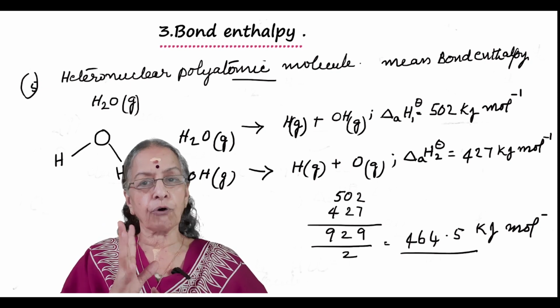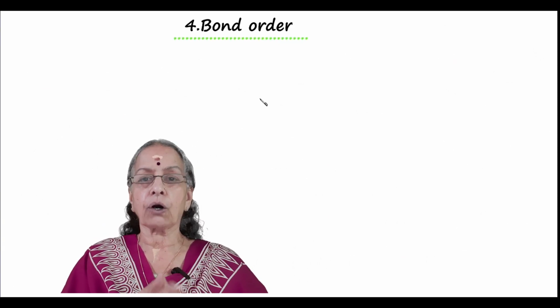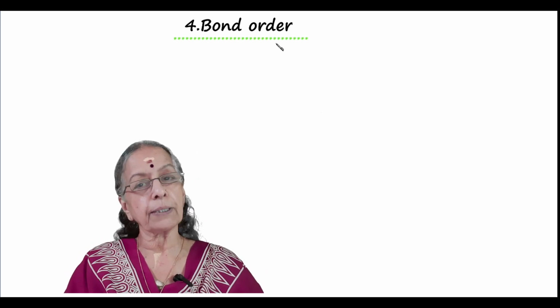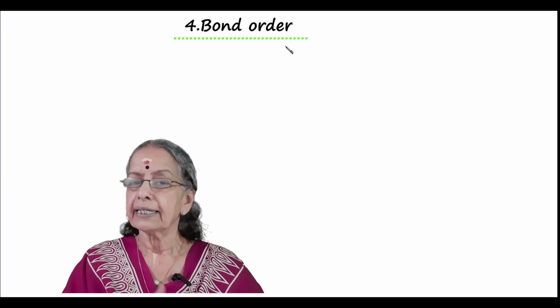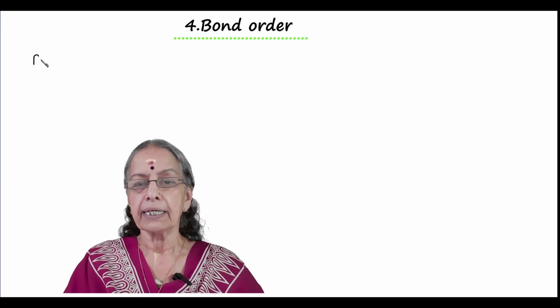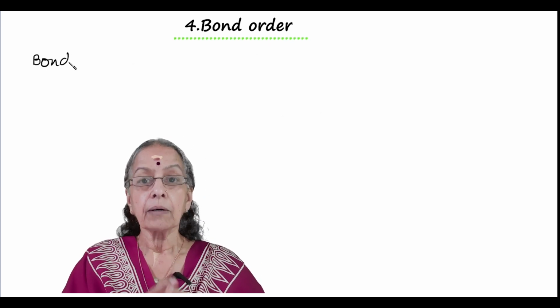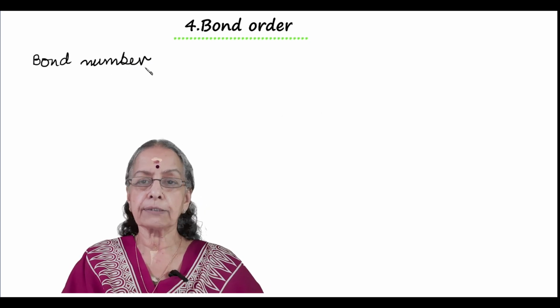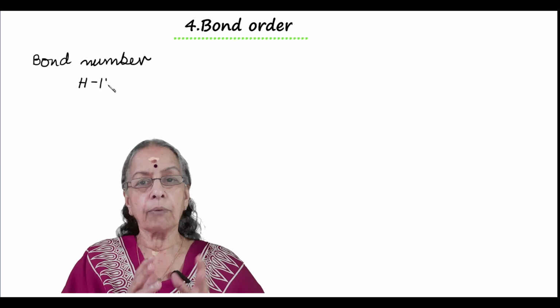Now we will take up the 4th one, that is bond order. It is a very simple topic. Bond order is another bond parameter or bond feature. We already know the term bond number. When we discuss Lewis covalent bond, we have discussed bond number.